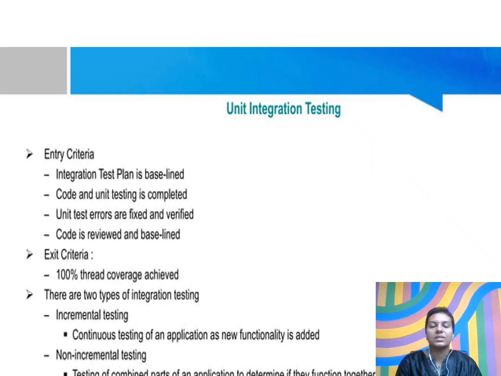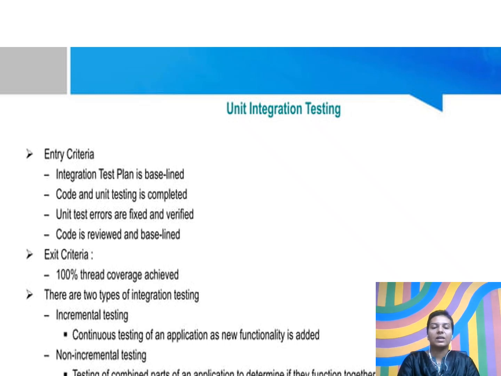Unit integration testing entry criteria: the integration test plan is baselined, code and unit testing is completed, unit test errors are fixed and verified, and code is reviewed and baselined. Exit criteria: 100% thread coverage is achieved in unit integration testing. There are two types of integration testing: one is incremental testing and the other one is non-incremental testing.